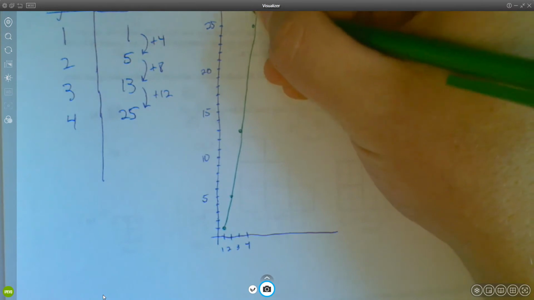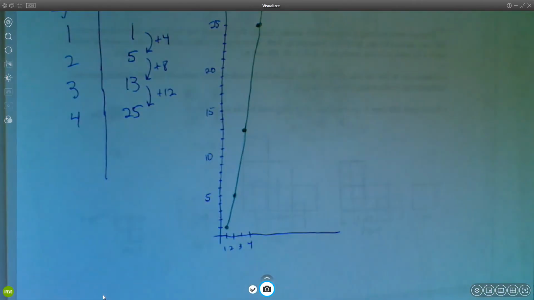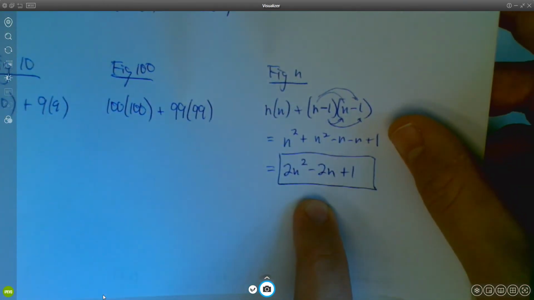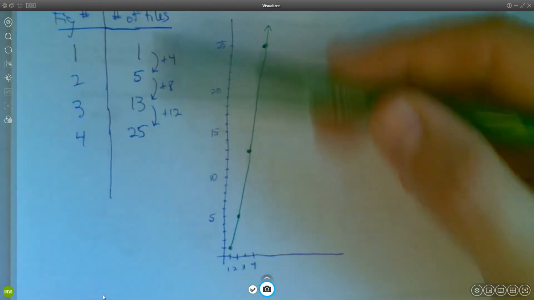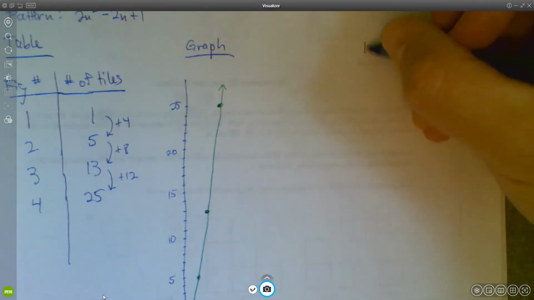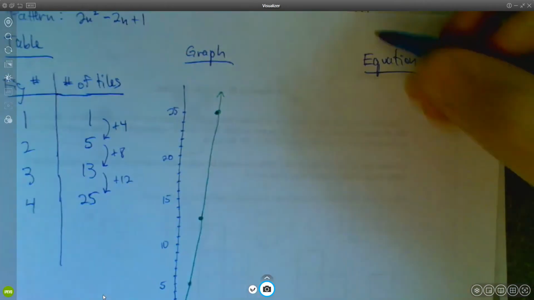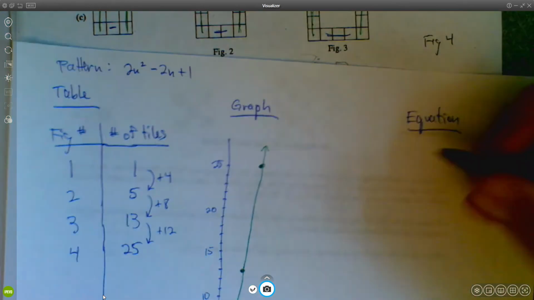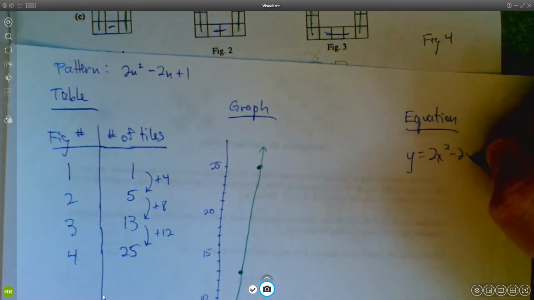Kind of hard to see that, I guess, this way. But it's not a linear relationship. It's a quadratic relationship. You can tell that because the pattern we came up with was a quadratic pattern. Now, I don't expect you to do the algebra to come up with the equation. What I do want you to know is that the equation always lines up with the pattern. So the equation for this graph would be y equals 2x squared minus 2x plus 1.